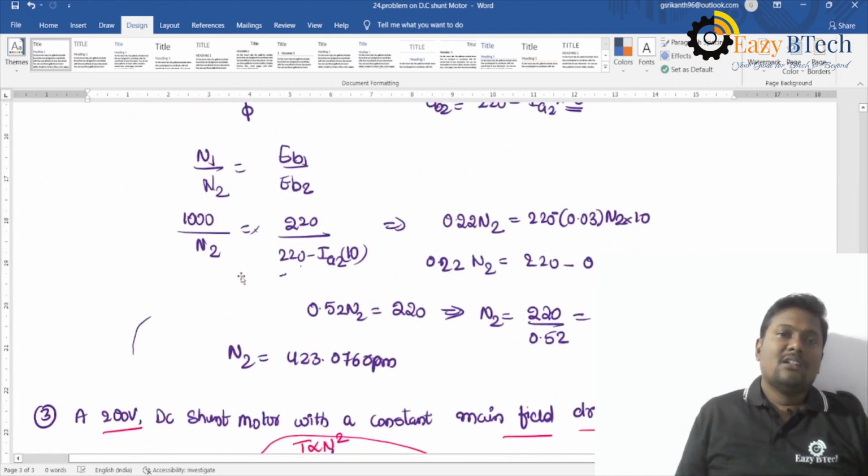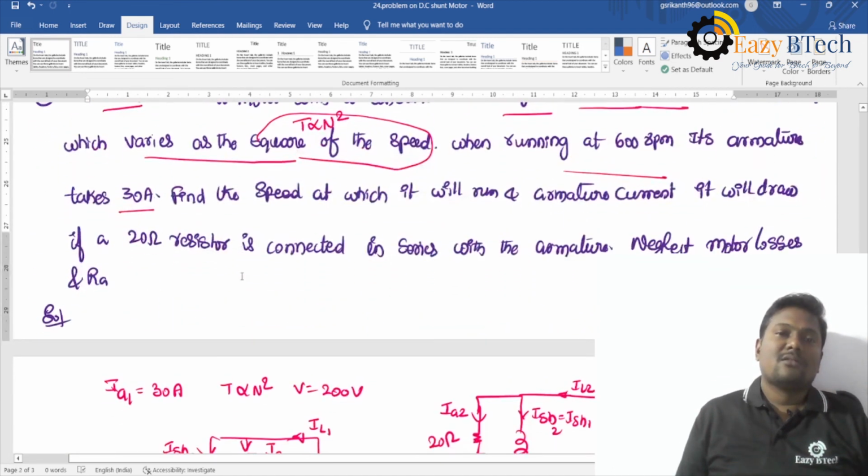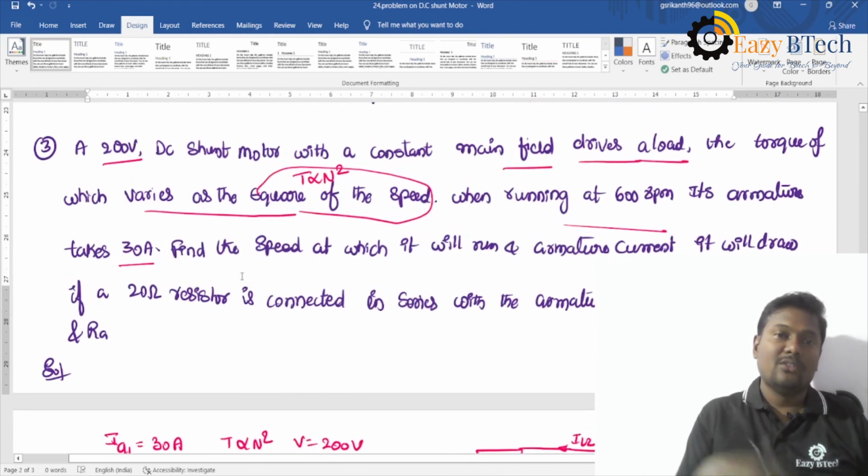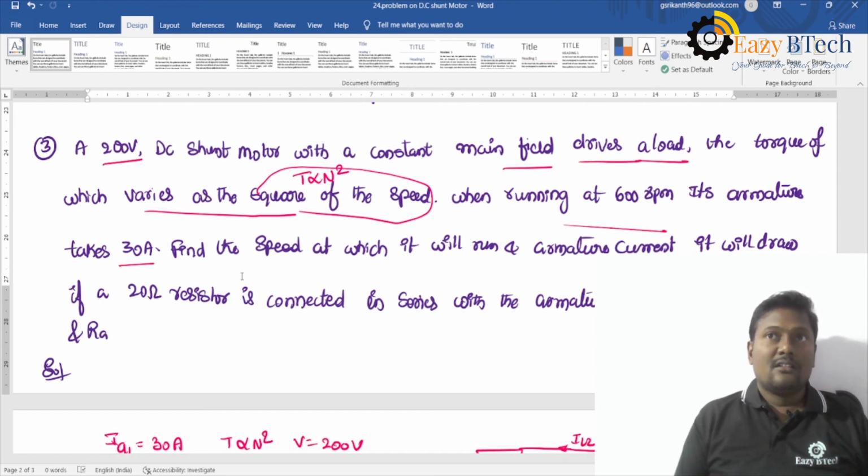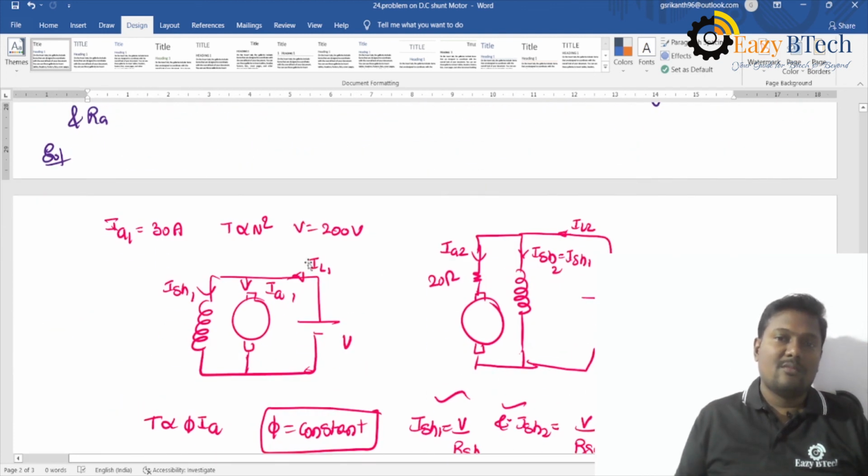These are the most important problems with field control and armature control. You should remember, by solving this problem I think you can understand: in the first problem, field control, it is mentioned that the torque is constant. In the second problem, torque is directly proportional to N. In the third problem, torque is directly proportional to N square. So based on the given data you can solve the problem. Okay, I think you understand, guys. Thank you.